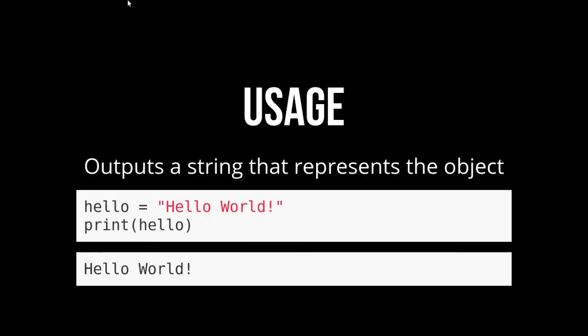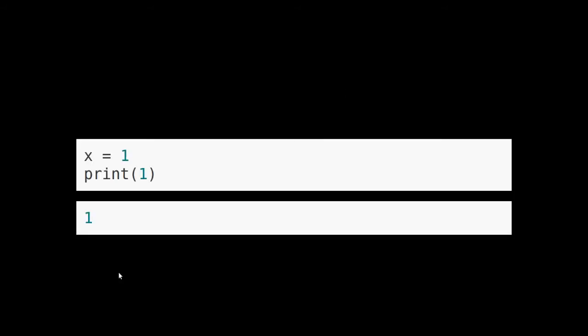Usage is pretty simple. Here we go. We're going to assign the string hello world to the variable hello, and we're going to print it, and it does. I'm sure we've done this a bajillion times by now, right? You know, it works with numbers too.